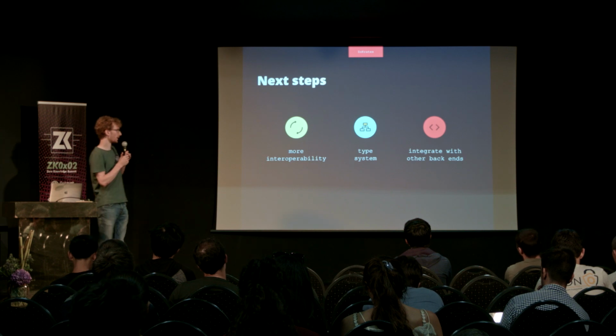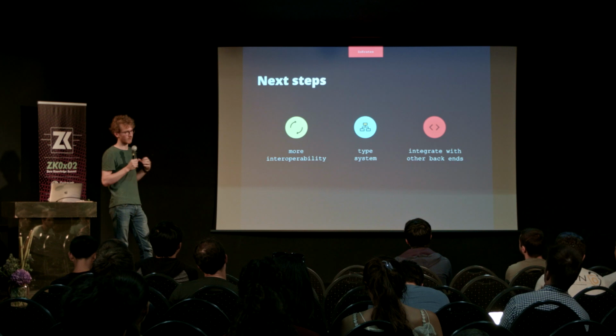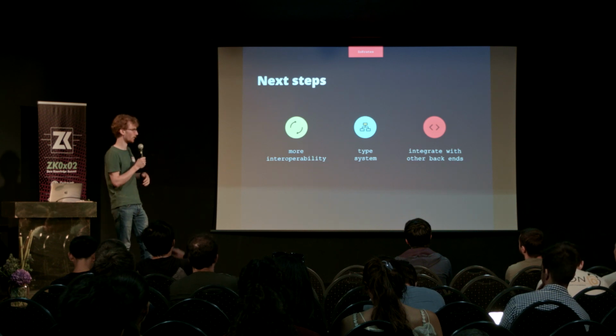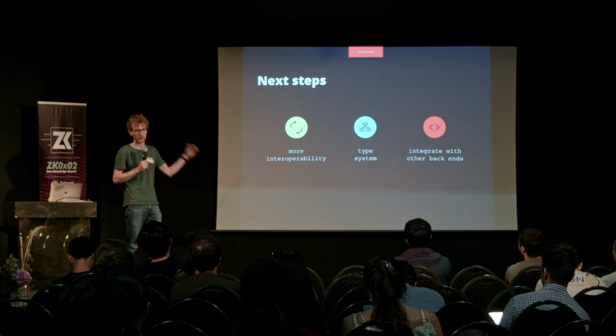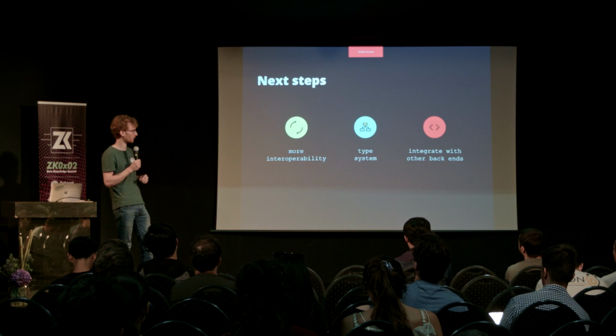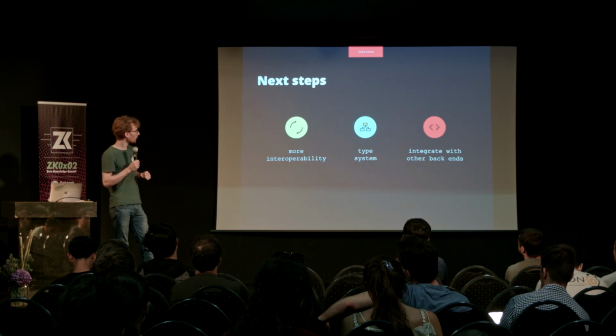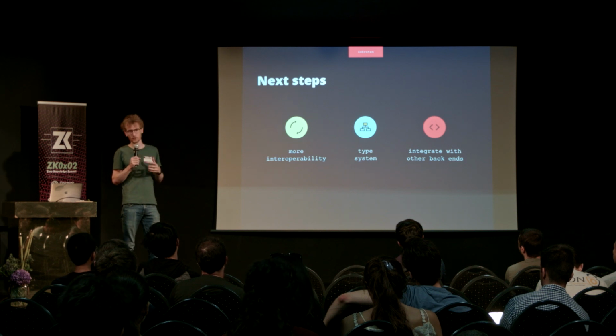In terms of next steps, we're looking at more interoperability, making it easier for those systems to interoperate, so that we don't have to re-implement SHA in every single toolbox, but instead we can share those implementations. We're also working on a type system. We have two main reasons for working on type systems.